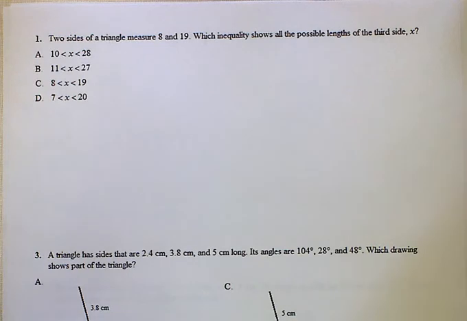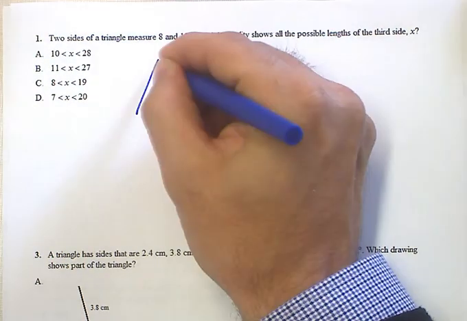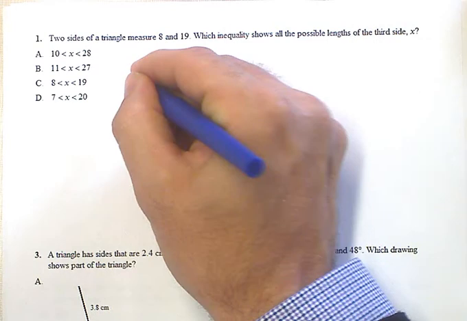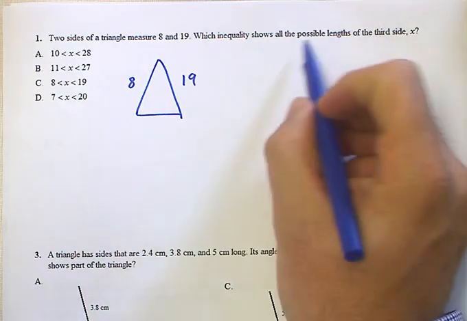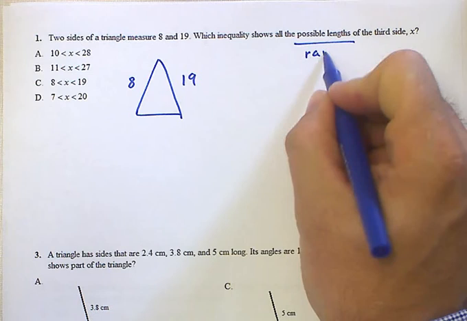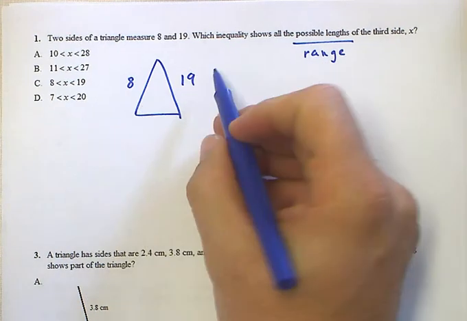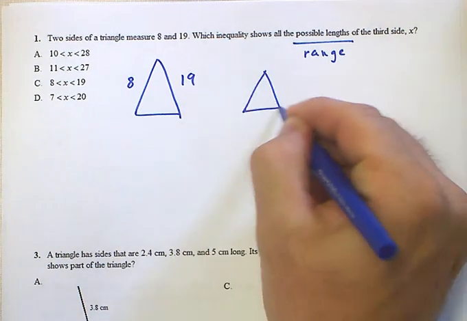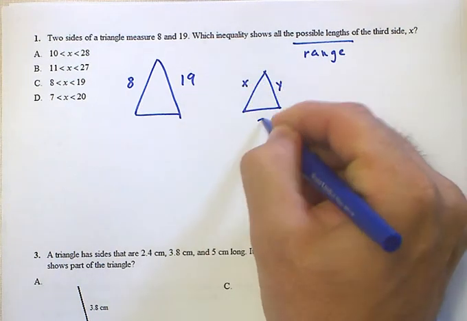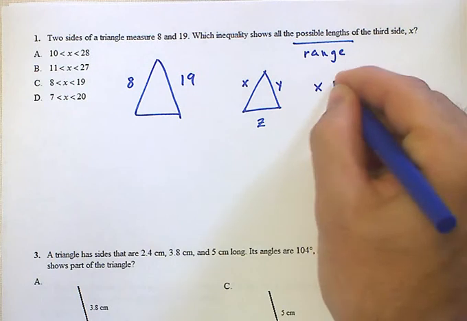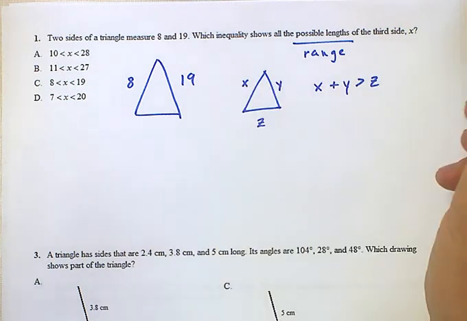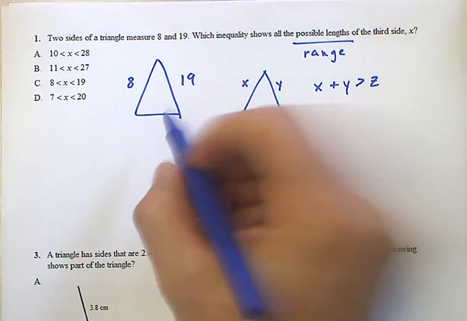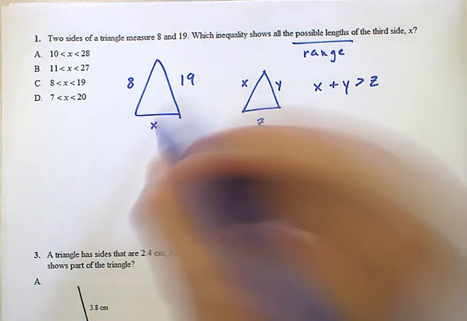Okay, so when you're dealing with two sides of a triangle, let's say they're giving you 8 and 19, and they're asking for possible lengths, we can consider that as a range. Now, working on the understanding that two sides of a triangle have to be greater than the third, and that's any combination, but let's just look at x and y. And we're trying to solve for the range of this missing side here.